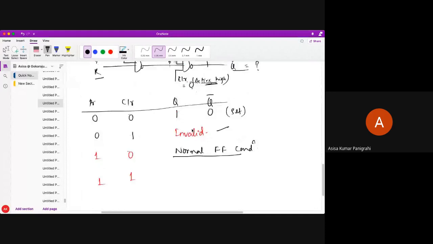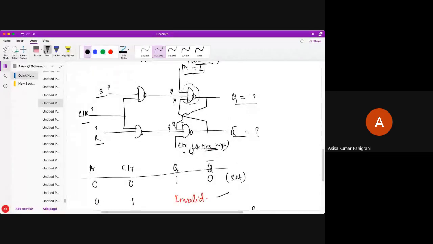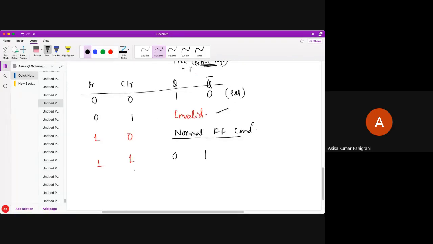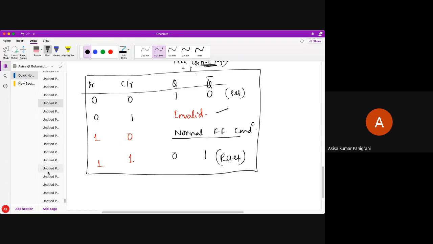Okay. Now you go for preset equal to 1 and clear equal to 1. So what will you get here? If clear equal to 1 means it's active high, so it gives me Q bar equal to 1, obviously Q equal to 0. So what did we get here? 0 and 1, which is nothing else but the initial reset state. So this is my initial state of the flip-flop according to preset and clear.